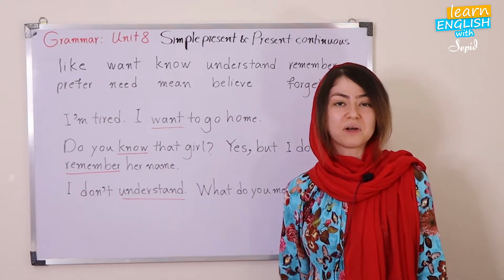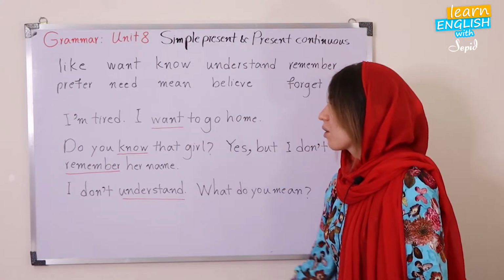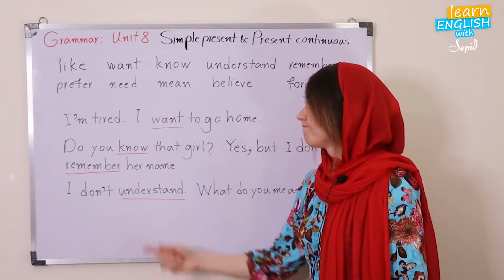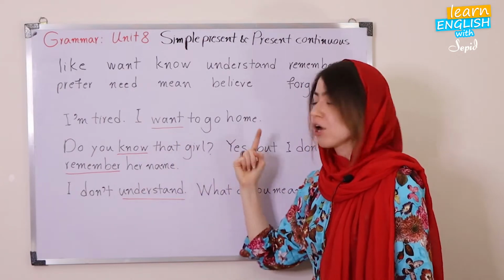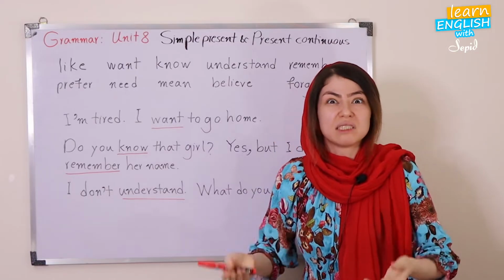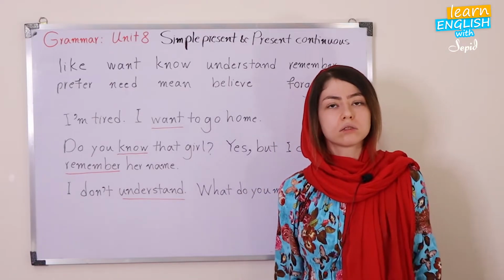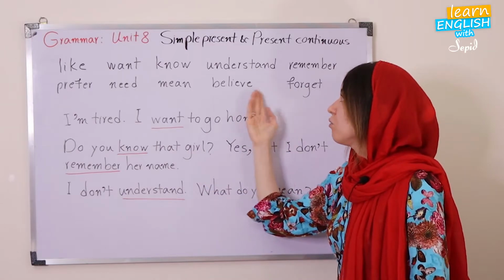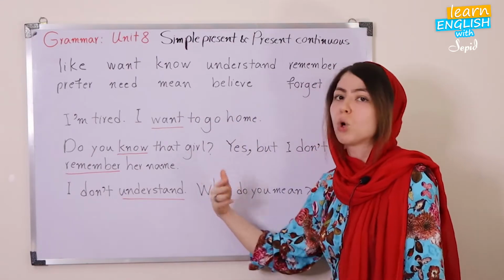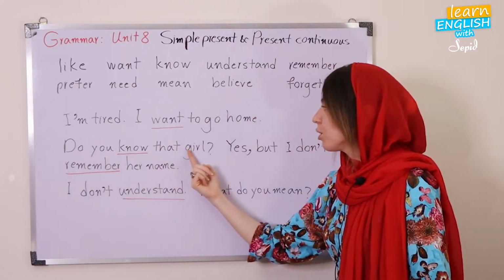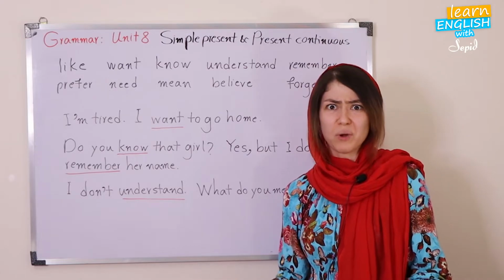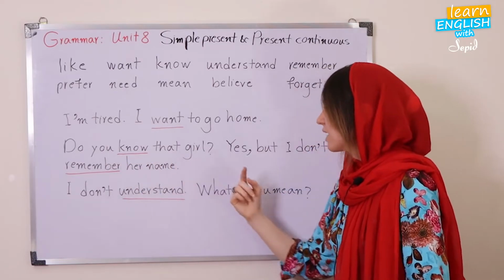So these are the typical verbs, okay? So let's go. I'm tired. I'm tired. I want to go home. Here it shows that we cannot say "I am wanting," okay? So we say "I want" because these are some verbs that are not used in continuous tense, okay? Not normally. Let's go. Do you know that girl? Okay, do you know? You cannot say, "are you knowing?" Okay, it's not good.